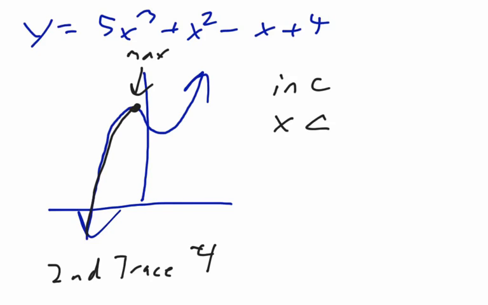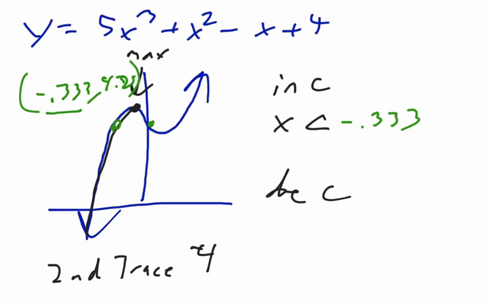And then after that, it says left bound, so I'm going to pick a point over to the left and hit enter. And then it says right bound, and so I pick a point to the right and I hit enter. And then I hit enter a third time, and it tells me that this point is at negative 0.333, comma 4.25. So really all I'm worried about is this. So when x is less than negative 0.333, I'm increasing.